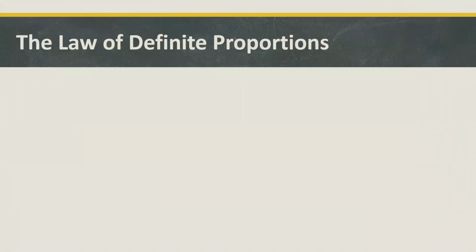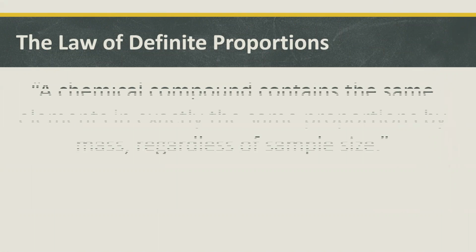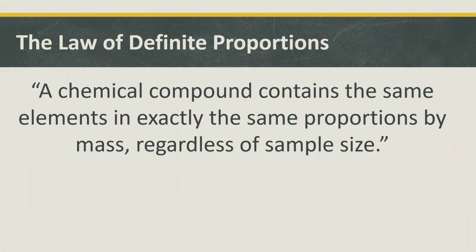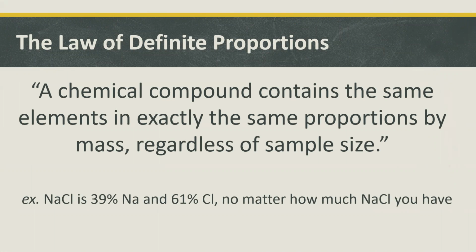The new law we need to talk about is the law of definite proportions, which says a chemical compound contains the same elements in exactly the same proportions by mass, regardless of the sample size. So what does that mean? Well, if we look at an example, NaCl, which is sodium chloride, table salt, is always composed of 39% sodium and 61% chlorine. So it doesn't matter if you have a grain of salt or a whole salt shaker of salt. It is 39% sodium and 61% chlorine. It's a definite proportion that does not change.